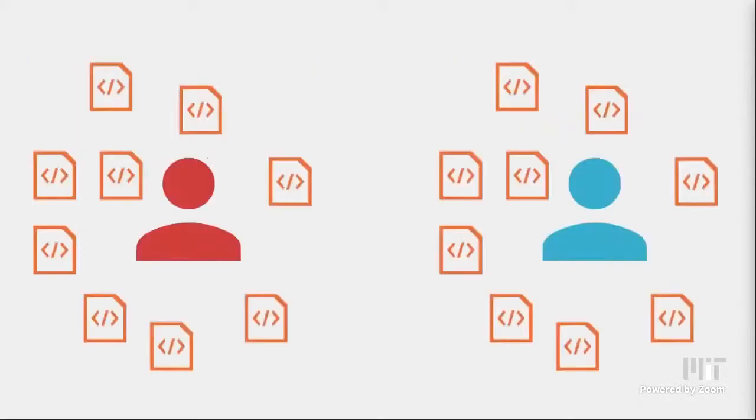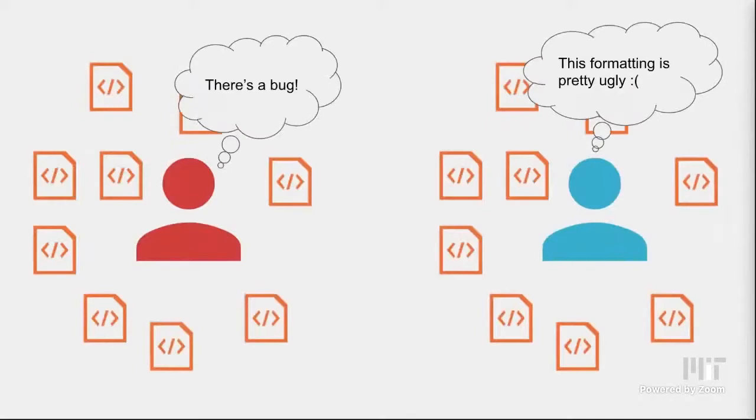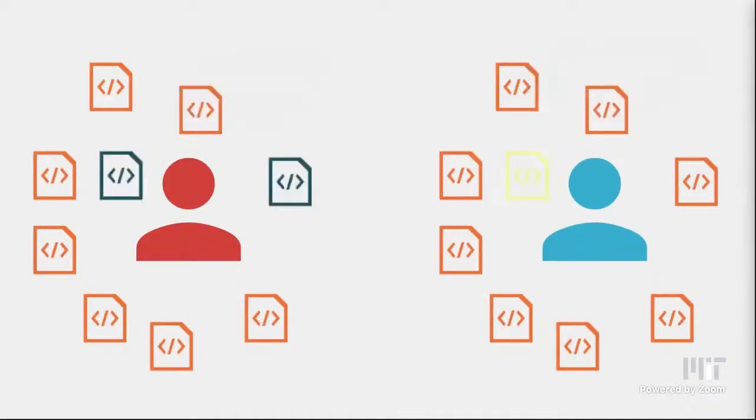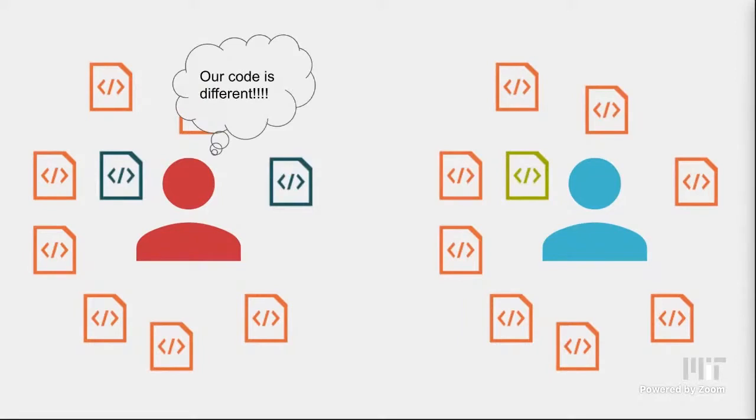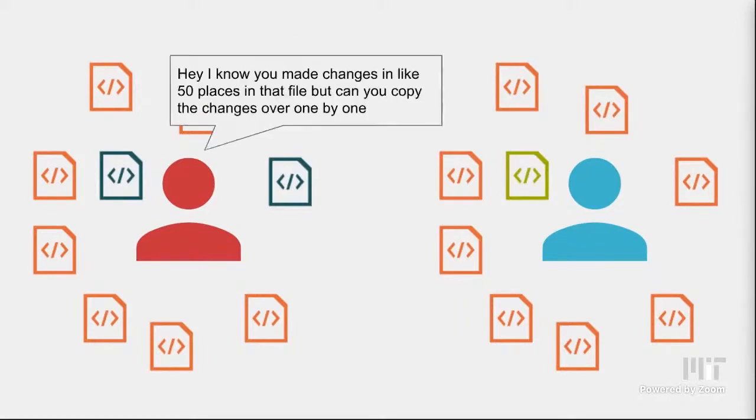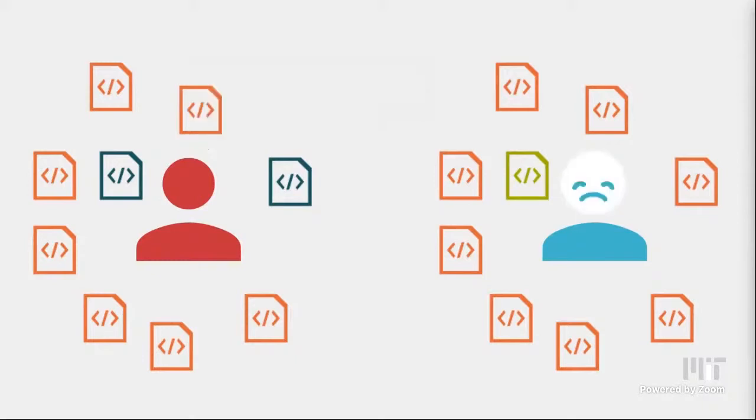So the second issue we'll be looking at is the collaboration between team members in a code base. So back to Ben and Alice. Ben finds that there's another bug. While Alice is looking at the formatting of the code, she thinks it sucks. So Ben makes his changes, Alice makes her changes, and their code is now different. Between themselves, Ben is like, okay, I know you made these changes here, I made these changes here. Can you copy them over one by one? Obviously, no one wants to do that. It takes forever. It sucks.